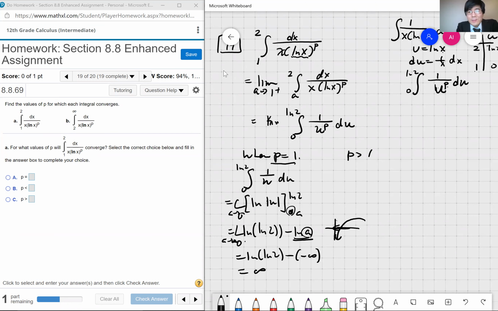When p is greater than 1, this integral will become u to the power of negative p plus 1 over 1 minus p. And that is equal to, because p is greater than 1, it looks like this.